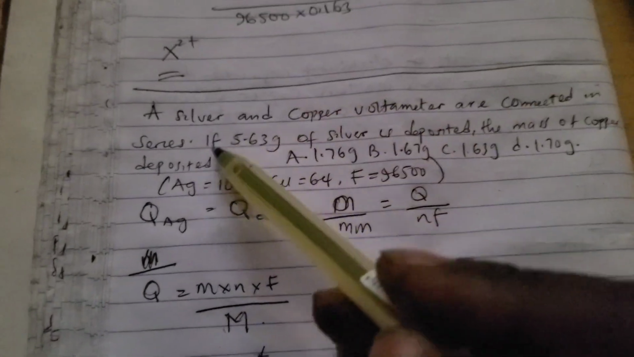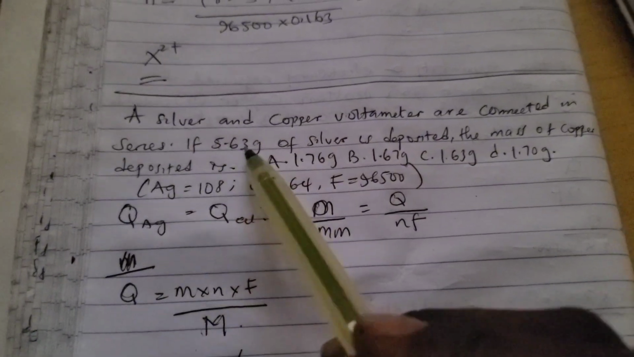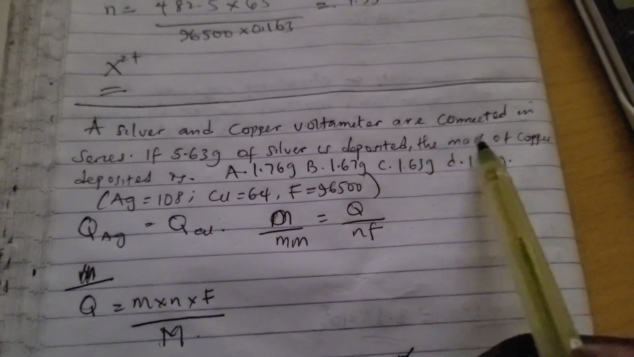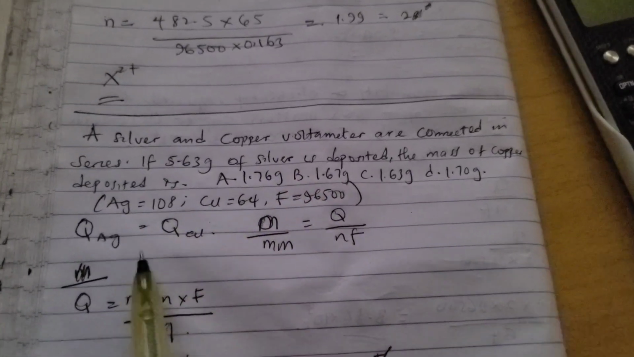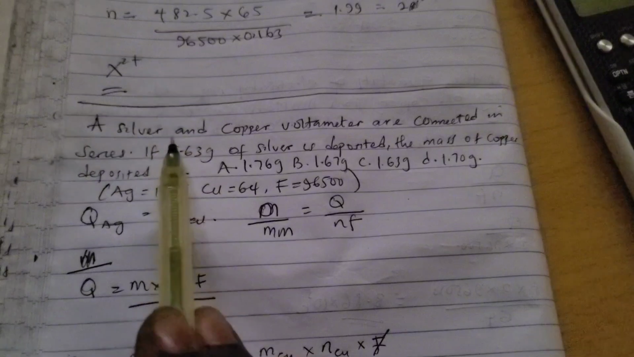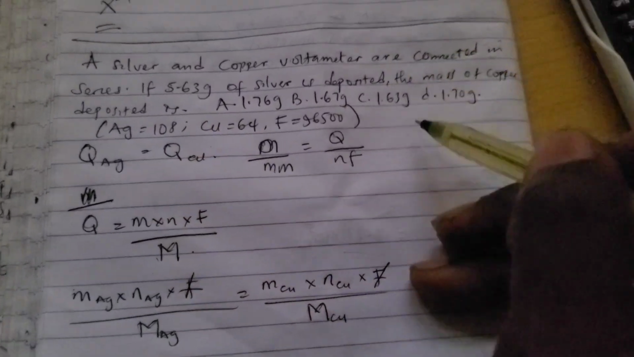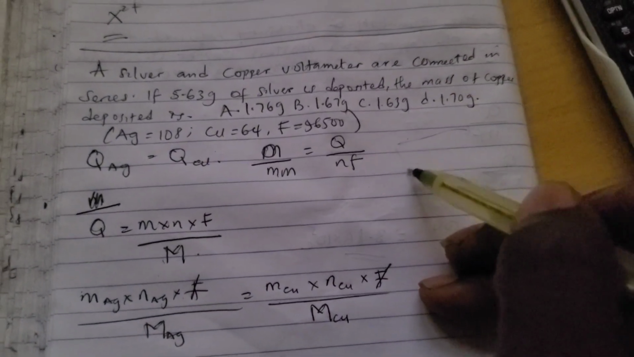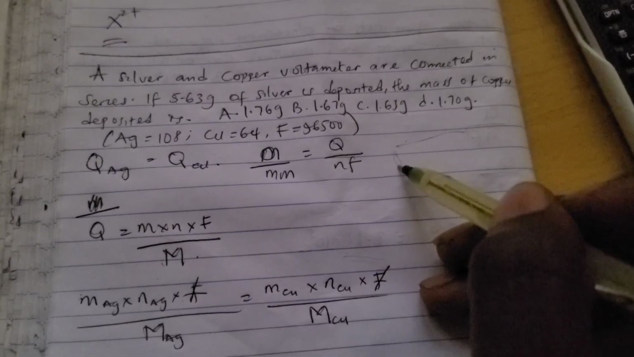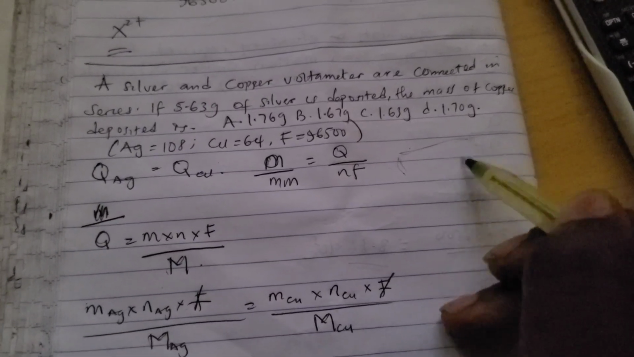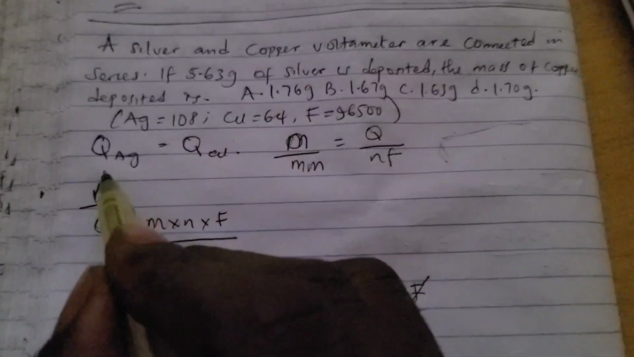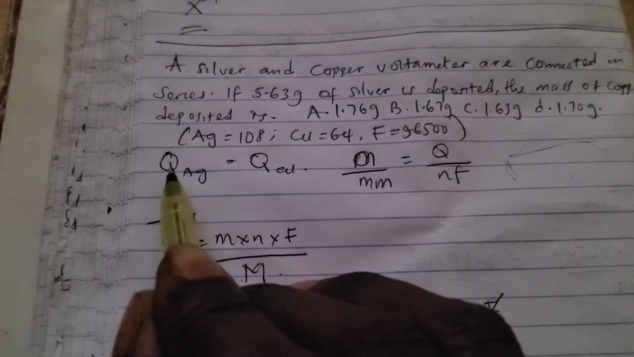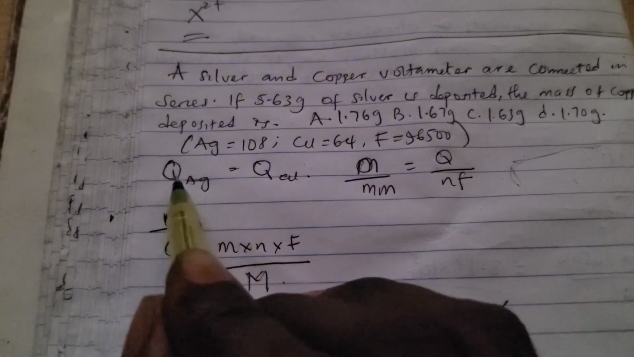Then another question says the silver and copper voltmeters are connected in series. If 5.63 gram of silver is deposited, the mass of copper deposited is what? So these are the options we're given, and this is the additional information. So according to the question, silver and copper are connected in series. Whenever metals are connected in series, that means the current remains the same. It does not change. If they are in parallel, then they have different current, but if they are in series, the same current moves around it.